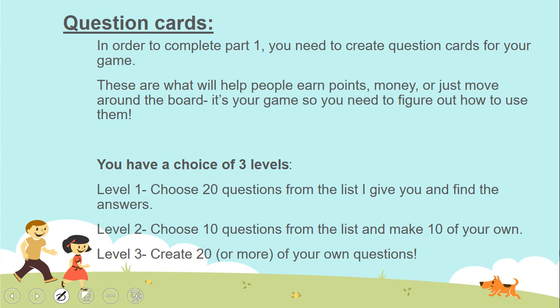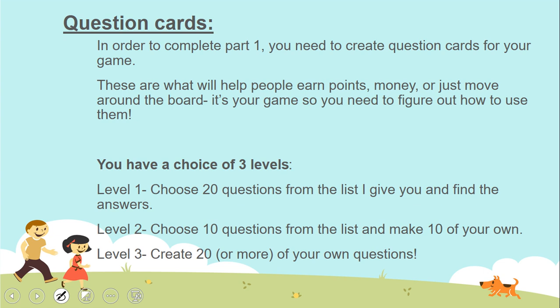There are 3 levels for you to choose from. Level 1 is to choose 20 questions from the list that I give you. I have come up with a list of questions. What you need to do is write them down, and then find the answers to the questions, okay?